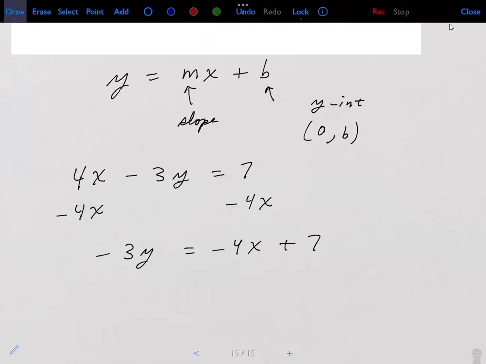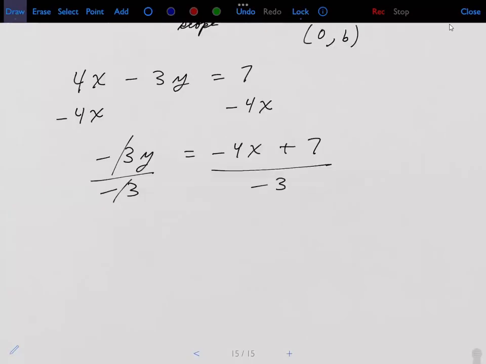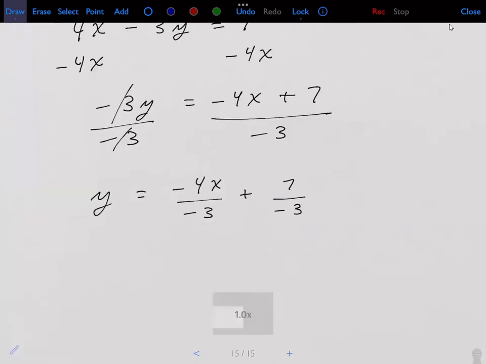And then to get y by itself, since it's being multiplied by negative 3, I need to divide by negative 3. But whatever I do to one side, I do to the other side. So this will cancel. I'm going to get y equals, and I want to put each term over that negative 3, and then we'll simplify. So it's negative 4x divided by negative 3 plus 7 divided by negative 3. Now, of course, a negative divided by negative is positive, so I can just write this as y equals 4/3 x. And then positive by negative is negative, so I can write this as minus 7/3.